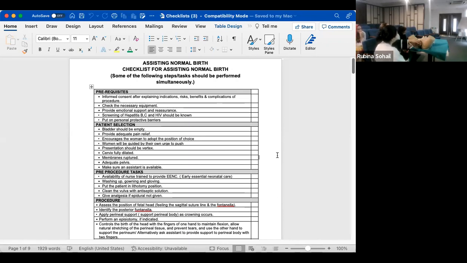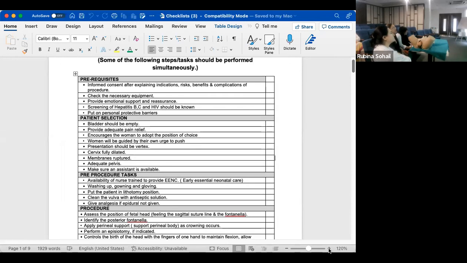Basically, what they are doing is keeping the head flexed. Okay, let's look at the checklist for assisting normal birth. So we have said that informed consent should be taken after explaining the indication.